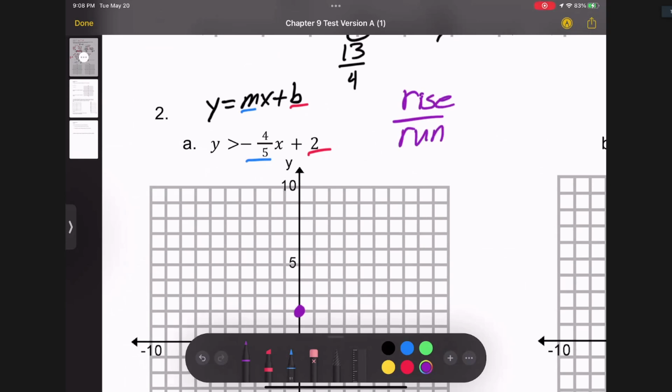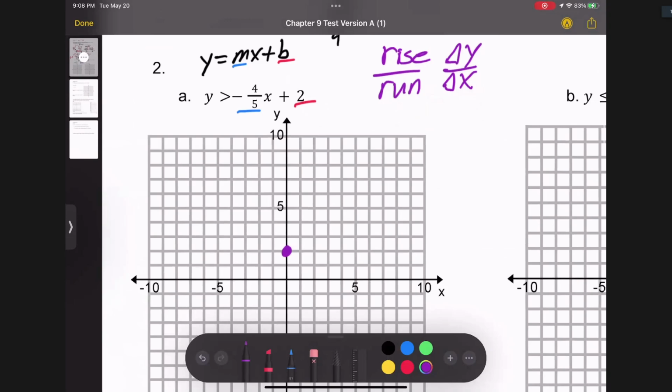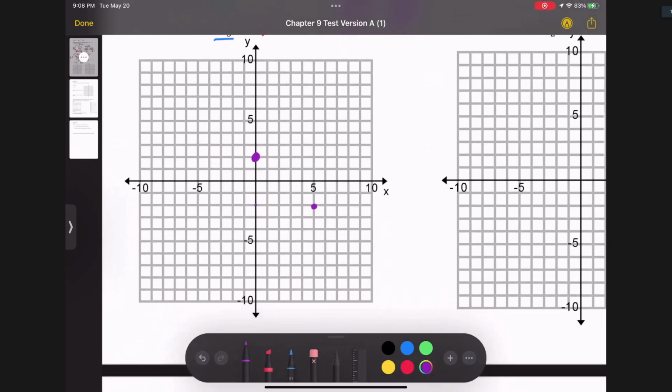Now you always remember rise over run. The change of y over the change of x. Delta y over delta x. So let's see. We have -4. That is going down 4 to the right 5. That is right here. Now the same thing. We go down 4. So 1, 2, 3, 4 to the right 5. That's about right there. If I go up 4, where is it? 6 and then 5. That's about right here.